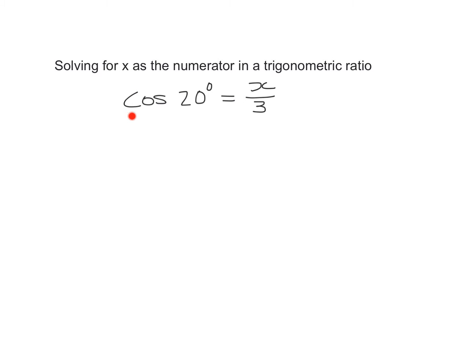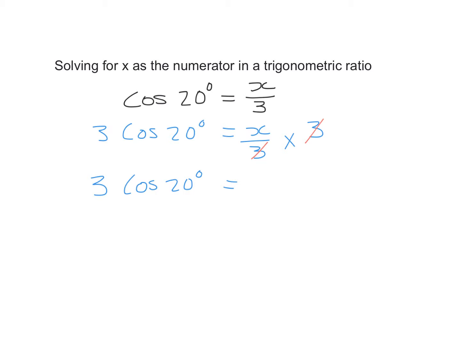So if we had the equation cos of 20 equals x over 3, the first thing we would do is multiply by 3 to get rid of this 3 over here. So we would have 3 cos 20 degrees equals x over 3 multiplied by 3. These two obviously cancel each other out. Therefore our equation would be 3 cos 20 degrees equals x.